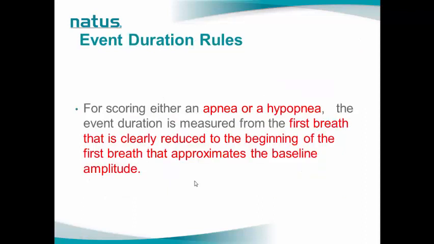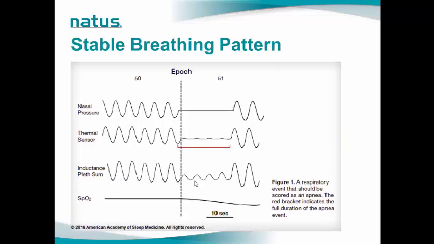It is also important to be familiar with the event duration rules. For scoring either an apnea or hypopnea, the event duration is measured from the first breath that is clearly reduced to the beginning of the first breath that approximates the baseline amplitude. In this example, based on the recommended workflow, if you look at the thermal sensor, there is a significant drop. So this is the beginning of the first breath that is clearly reduced, and this is the beginning of the first breath that approximates the pre-event baseline amplitude.